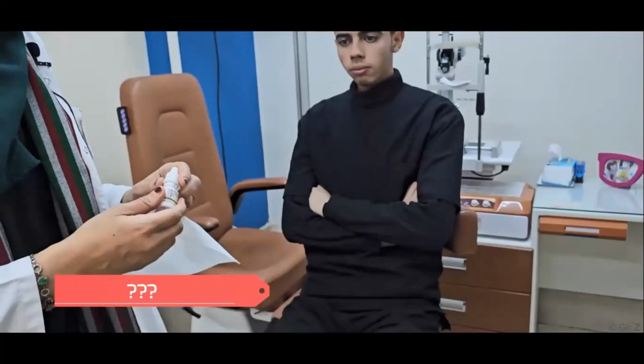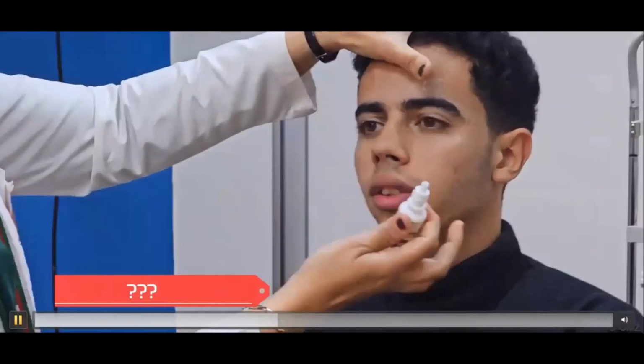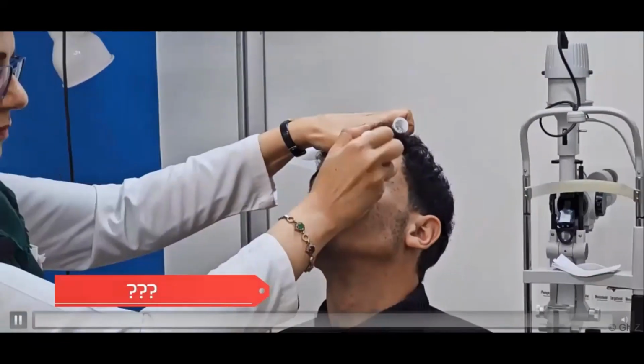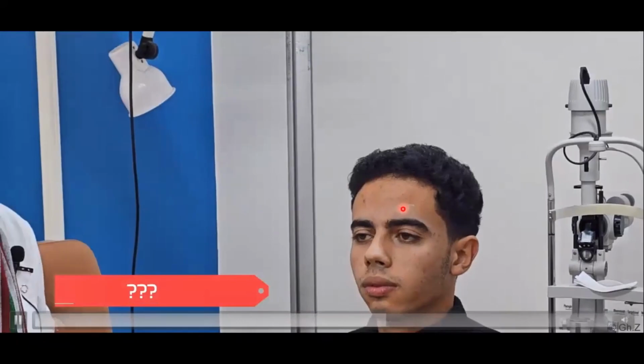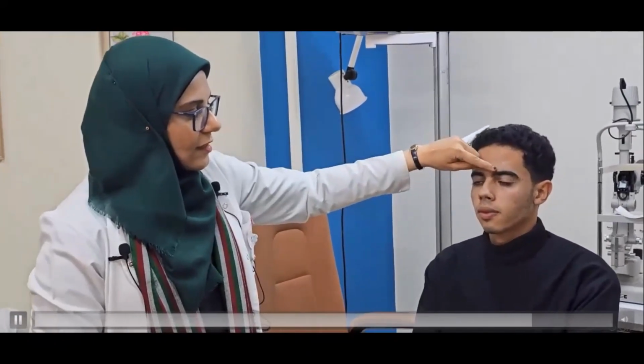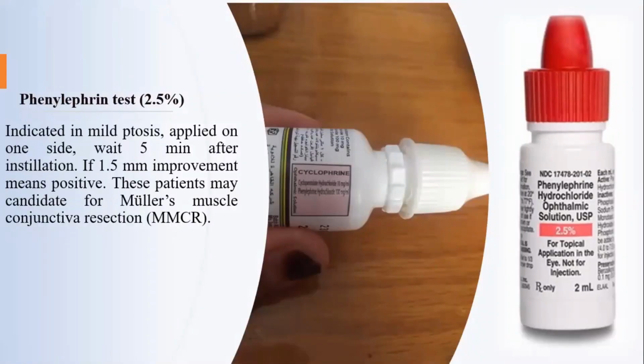Suppose we have a ptosis on the left side. If you notice, I placed a plaster over the eyebrow because this is the affected side; we imagine this is the affected side. You place phenylephrine and wait for a couple of minutes, like 5 minutes, and see any improvement in ptosis. And again, you need to measure MRD1 before and after. This is in Arabic, but actually it's phenylephrine.